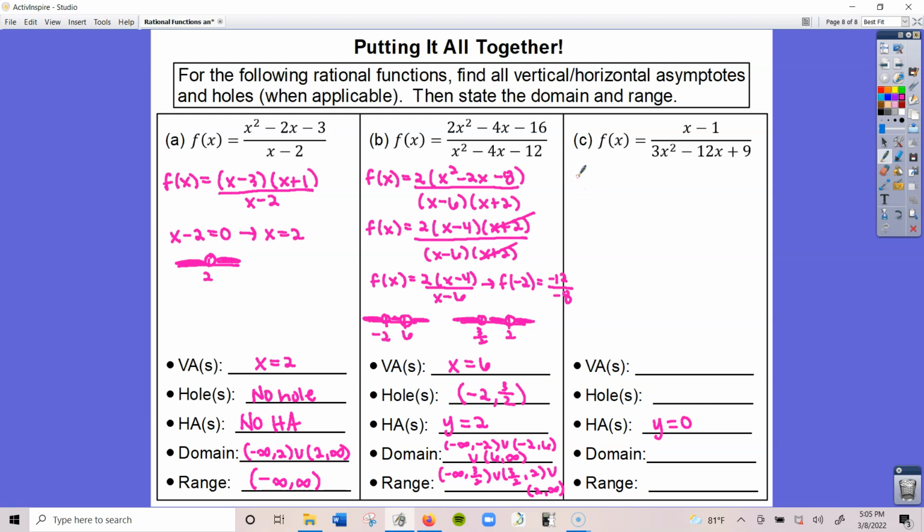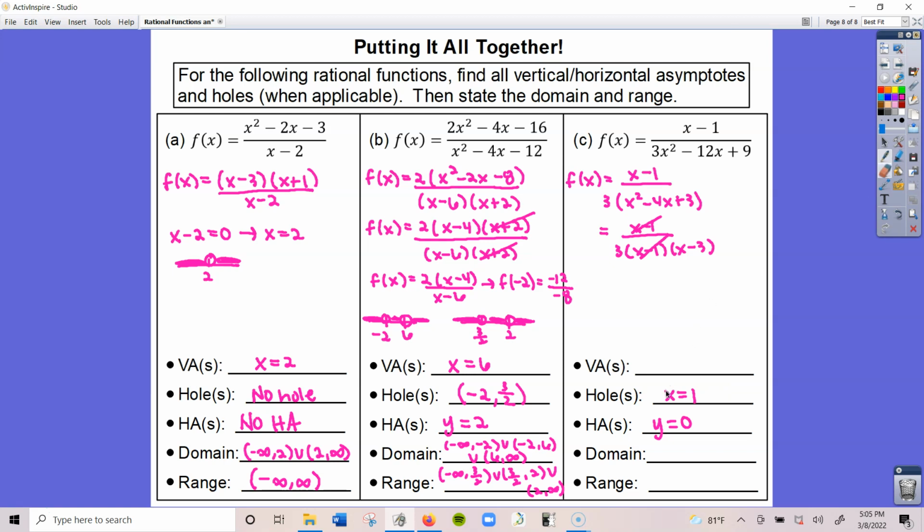To get the rest, I'm going to factor. So f of x is going to equal (x - 1) over, here I can take out a 3, and I get x squared minus 4x plus 3. I can now continue to factor, and that would give me (x - 1) over 3 times (x - 1)(x - 3). My x minus 1s will cancel. Since I just canceled, that means that I have a hole where that factor is equal to 0, which is at 1.